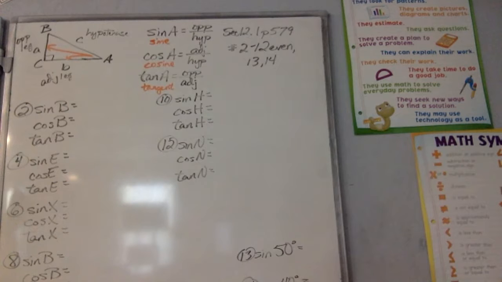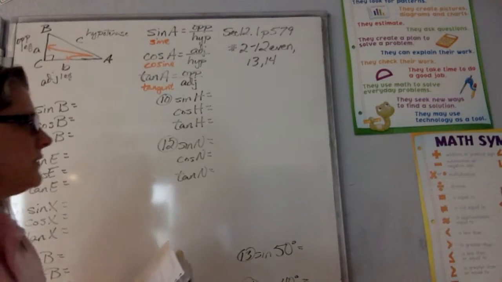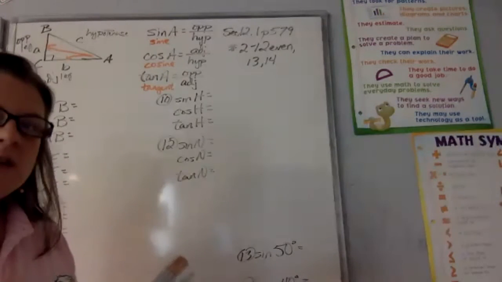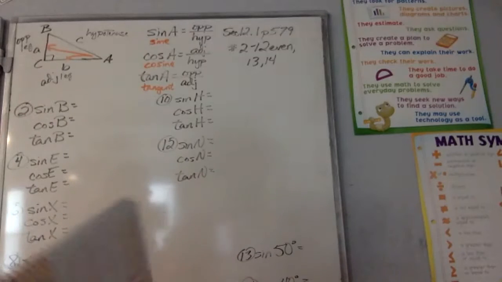On page 579, you'll notice that it says we're going to do 2 through 12 even. So 2, 4, 6, 8, 10, 12, and then we're going to talk about 13 and 14. For 13 and 14, all you've got to do is use a calculator. So we'll be good with those.